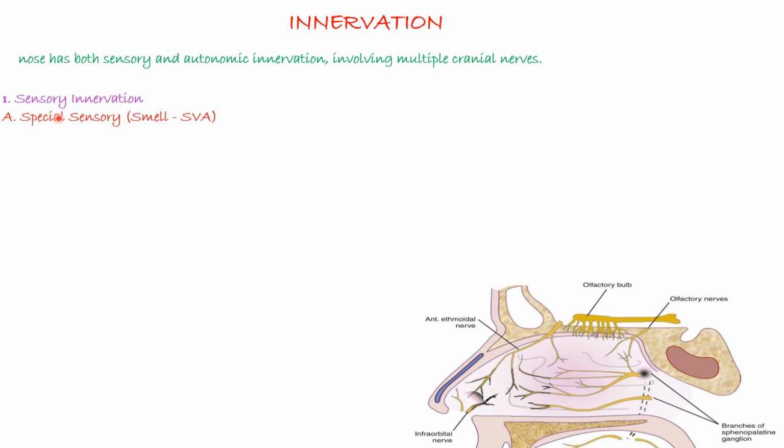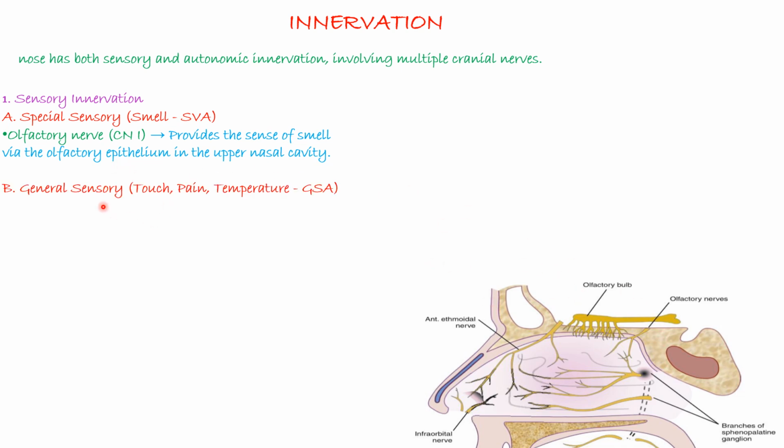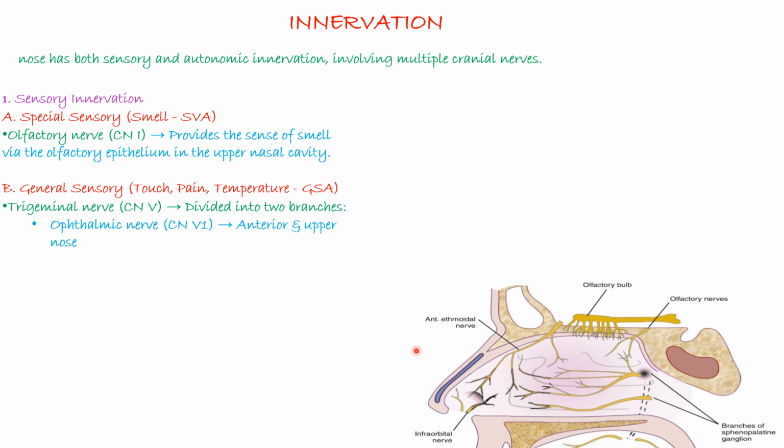So the sensory innervation, we have the special sensory, that is the smell, which is offered by the olfactory nerve, that is cranial nerve number 1, which provides the sense of smell. We have the olfactory epithelium in the upper nasal cavity. Then we have general sensory, that is touch, pain, temperature, and this one is supplied through the trigeminal nerve, which is divided according to the portion of the nasal cavity, that the upper part is supplied by the V1, that is the ophthalmic nerve, and the lower part is supplied by the maxillary nerve.